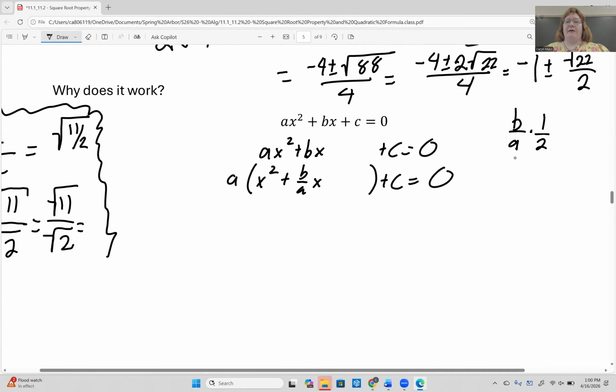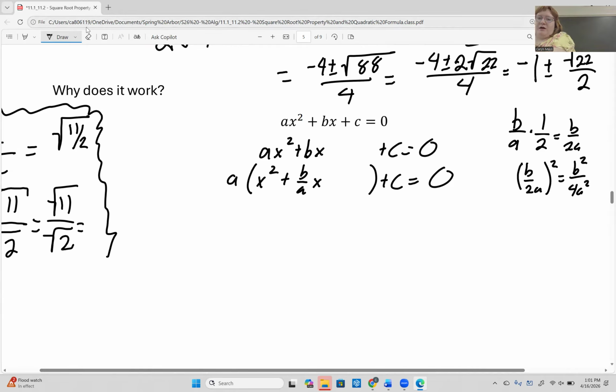Or multiply by 1/2. b over a times 1/2 is b over 2a. After we divide by 2, what do we do? Remember? We take b, we divide by 2, and so b over 2a squared is b squared over 4a squared with exponents. That's our number that we add and subtract.